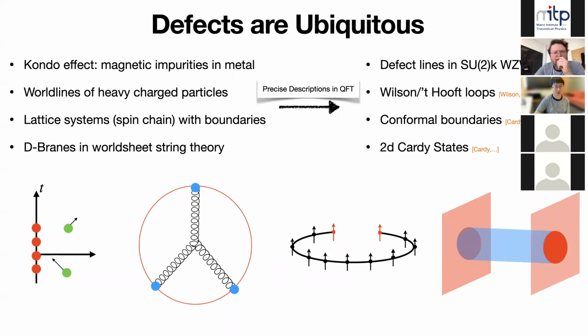Defects also show up in high energy physics, describing world lines of heavy charged particles. In quantum field theory, in this case given by a gauge theory, these world lines correspond to Wilson, or more generally Wilson-'t Hooft loops in the gauge theory. And defects also show up in lattice systems, for example in condensed matter systems, as boundaries for your lattice system, or more simply a spin chain. In this case, these interesting defects are described in the continuum limit by certain conformal boundaries, starting from some early work of Cardy and Affleck.